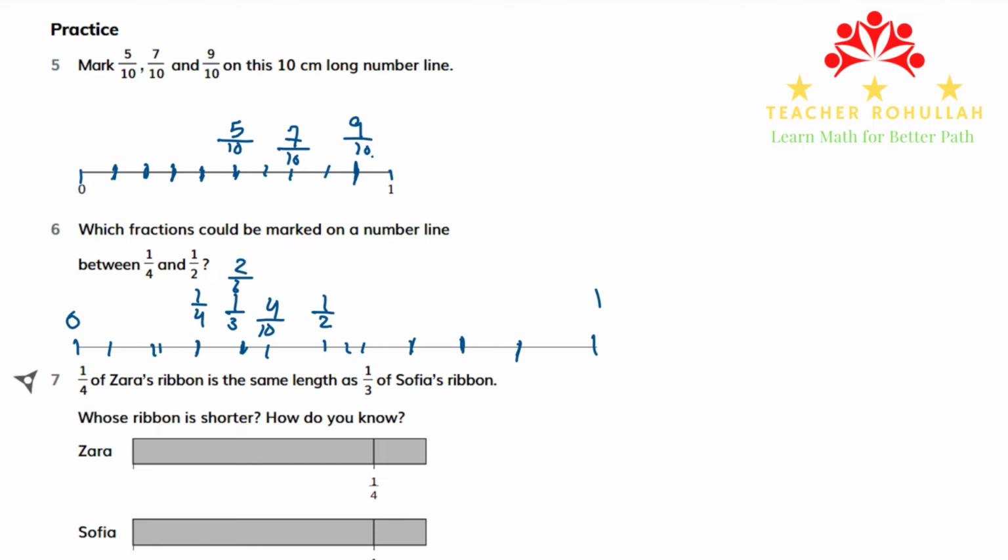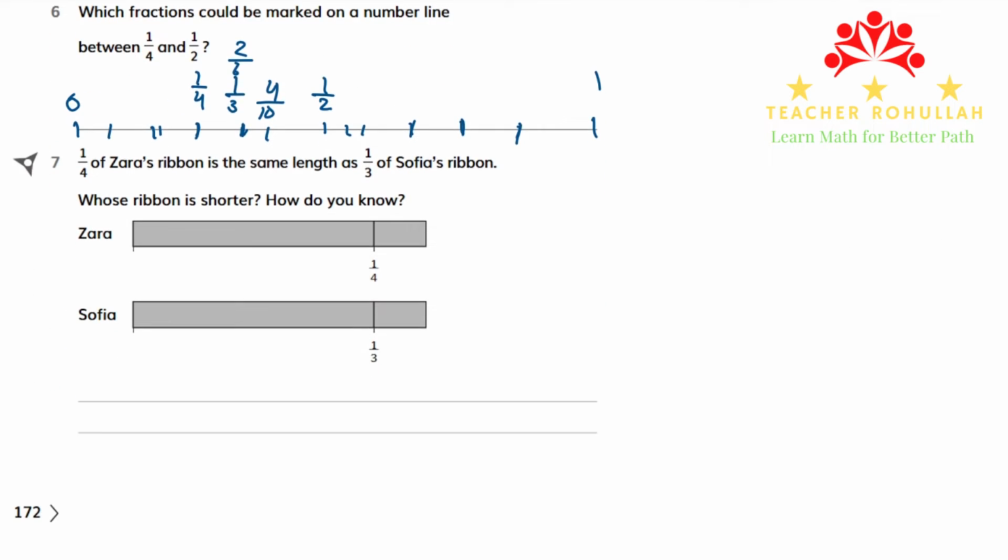Let me scroll it a bit down. In question 7, it says 1/4 of Zara's ribbon is the same length as 1/3 of Sophia's ribbon. Whose ribbon is shorter? How do you know? If I just look at this, I can say that Sophia's ribbon is shorter. Why? I will explain here.